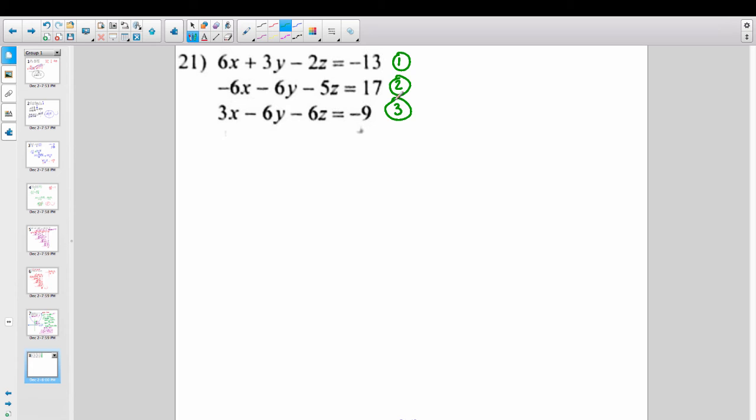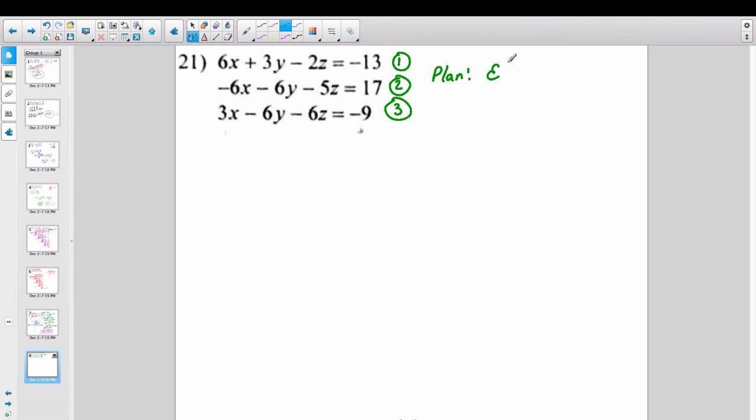I'm thinking, just by looking at this, that we can eliminate the x's pretty easily. If I just add these 1 and 2 together, these x's would disappear. So let's do that. Let's work on x's first. We'll get rid of all the x's. So this is my plan.